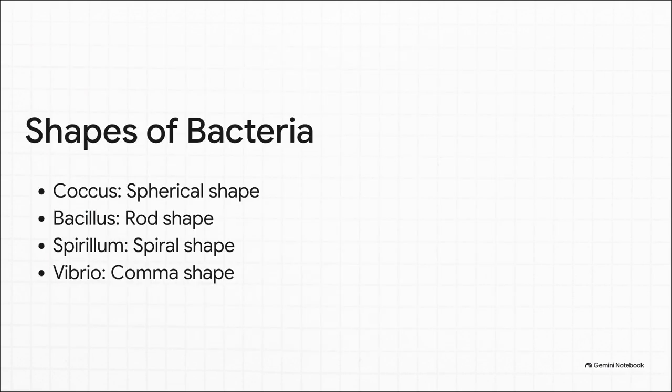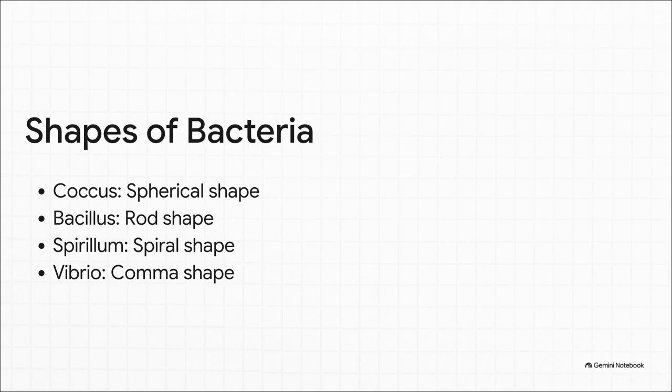Now, while they are totally invisible to the naked eye, if you look under a microscope, bacteria actually have very distinct, recognizable shapes. They generally fall into four categories. First up, coccus bacteria. These are perfectly spherical. Think of Streptococcus. Second, bacillus bacteria. These are rod-shaped, like Lactobacillus, which, fun fact, helps make your yogurt. Third, spirillum are spiral-shaped, like Helicobacter pylori.